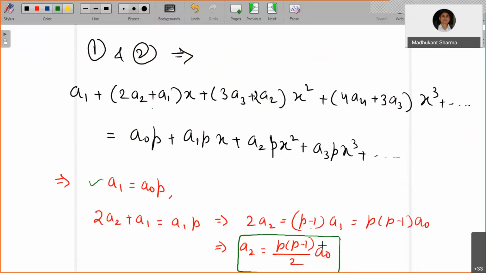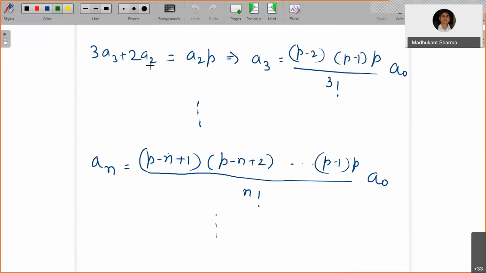Now with the x square coefficient, what you have is 3a3 plus 2a2 equals a2p. So from here 3a3 equals a2 times p minus 2, as 2a2 is sent to this side. So you have a2 times p minus 2 by 3, that will be a3. But a2 is nothing but p times p minus 1 times a naught by 2 factorial. So 3 into 2 factorial is 3 factorial, and you have p times p minus 1 into p minus 2 times a naught by 3 factorial for a3.